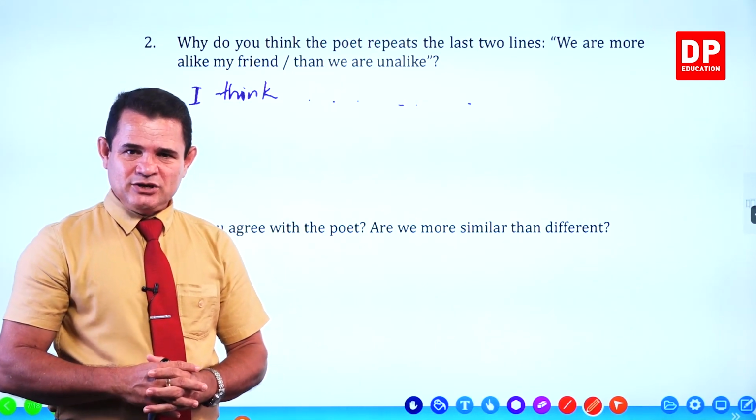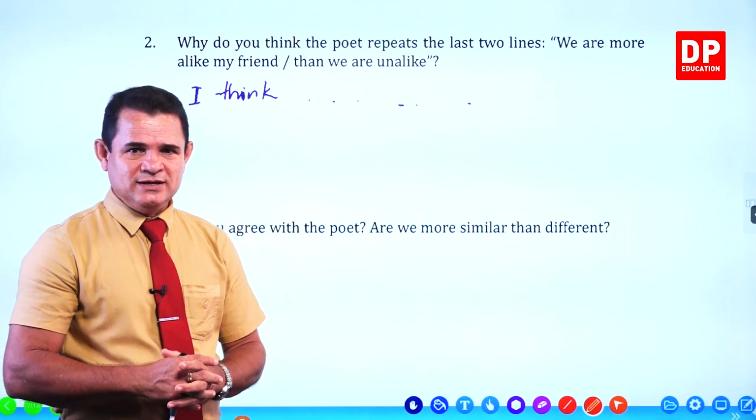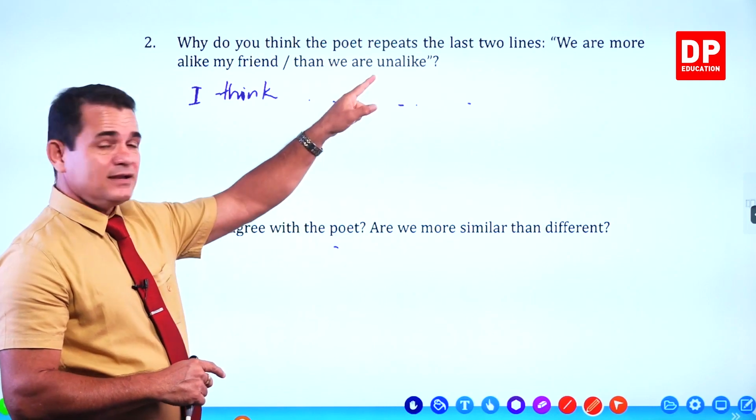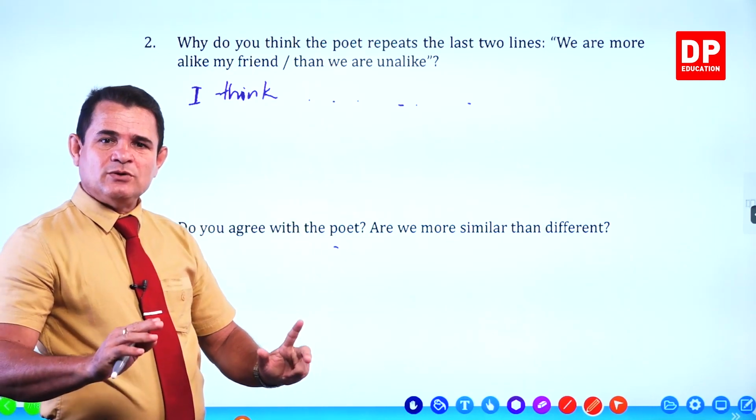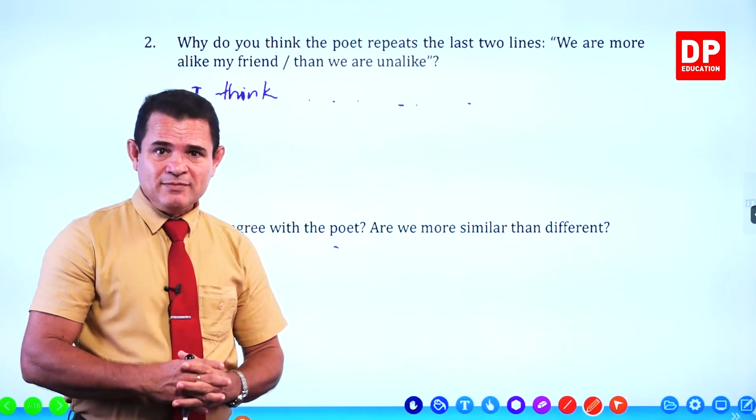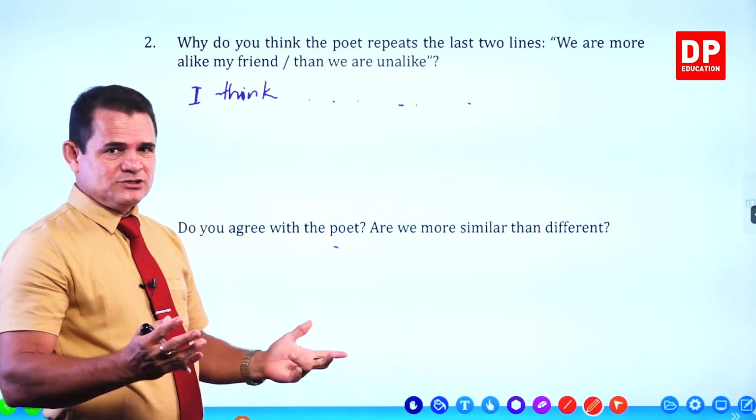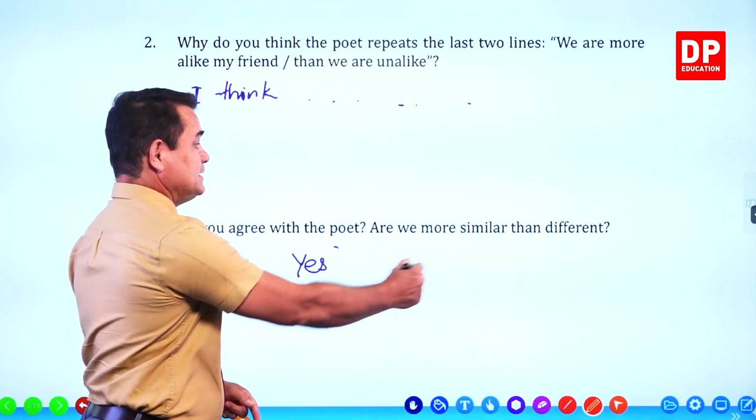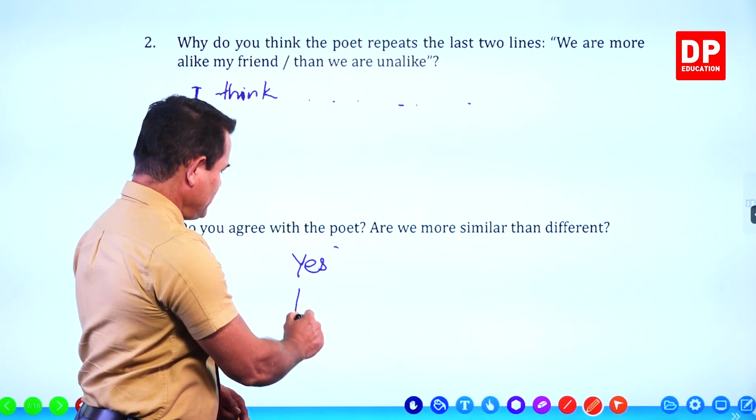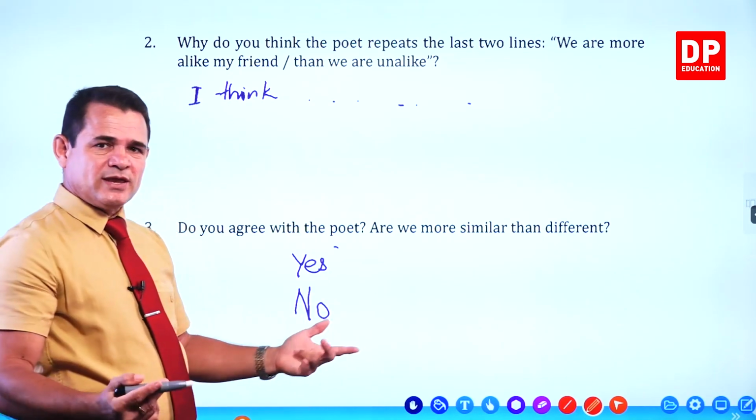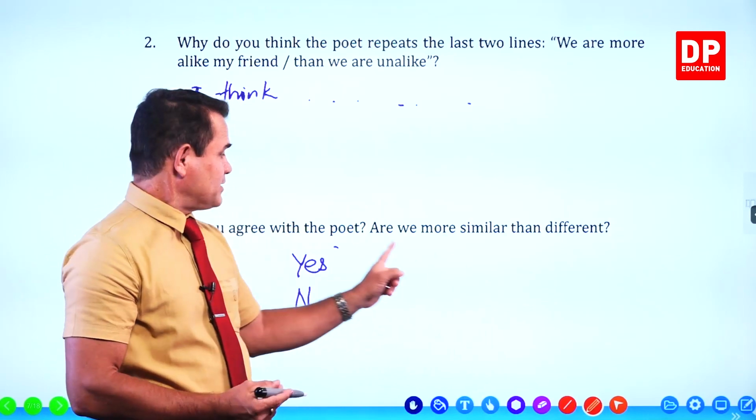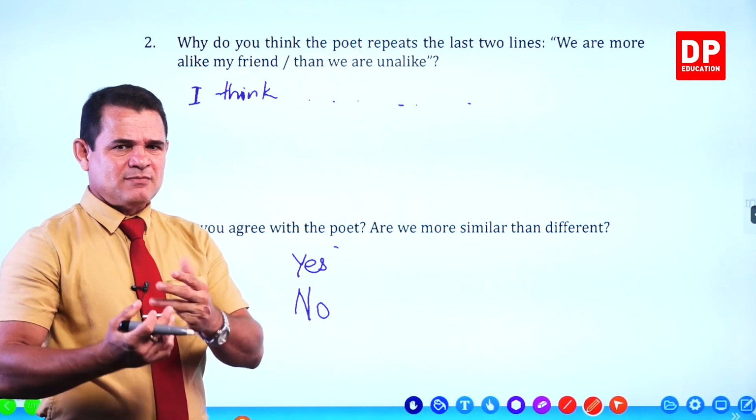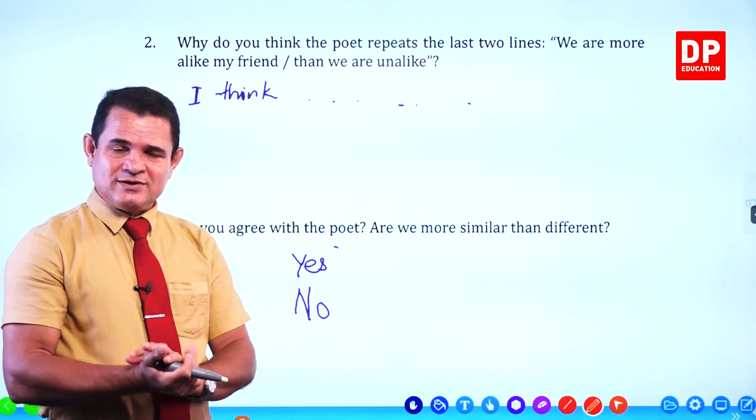Maybe even in your class there can be some students who agree with the poet, and also some who disagree. It doesn't matter. If you say yes, tell the reason. Or some may say no, and then tell the reason. Right? Are we more similar than different?